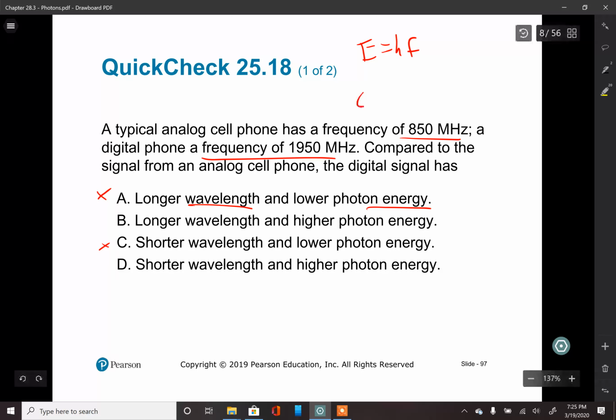And then we can use c equals lambda times f to relate the frequency and the wavelength, and those are inversely related, right? As frequency goes up, wavelength goes down. So the high frequency has to be a lower wavelength, that's D. These are really the two key equations. If you know those two, you're set.